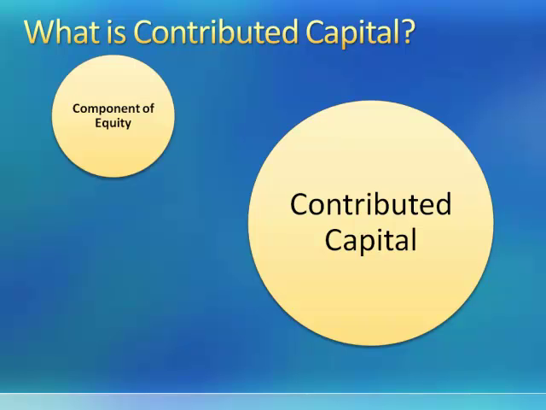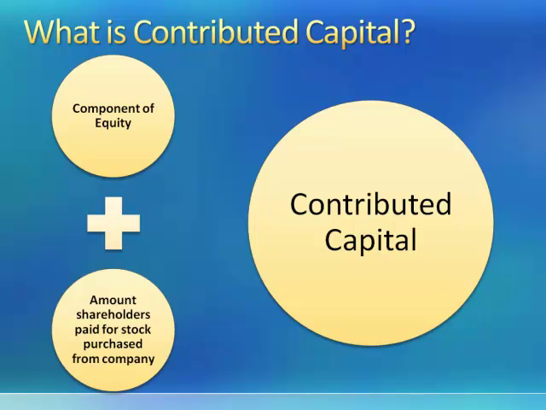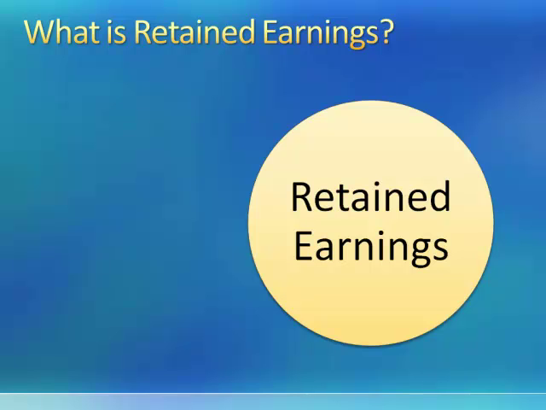Contributed capital is a component of equity, and it is the amount that shareholders paid for stock purchased from the company. So the contributed capital is a piece of owner's equity, and the total is the amount that shareholders paid for stock purchased from a company. Next, we have retained earnings.